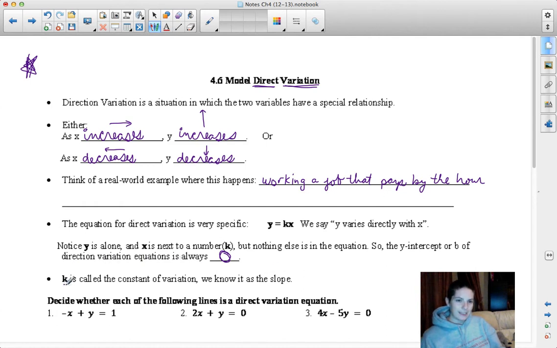Now this k, it really is the exact same thing as slope. So let's remind ourselves about all the things we know about slope. We know that usually we use the letter m, and we know that we can find it on a graph if we do the change in y over the change in x. And our formula, remember, is like this. Now that's for slope.